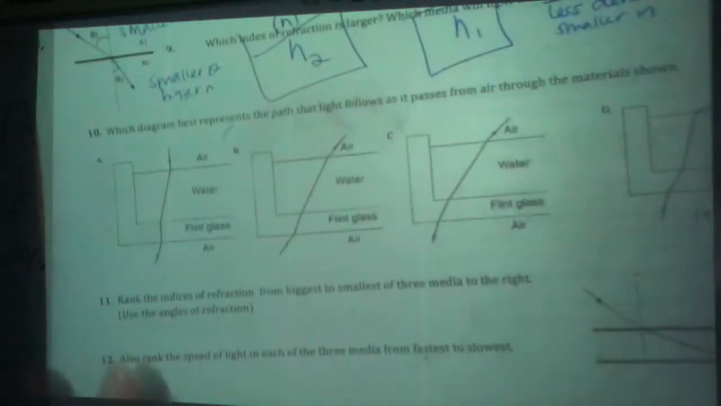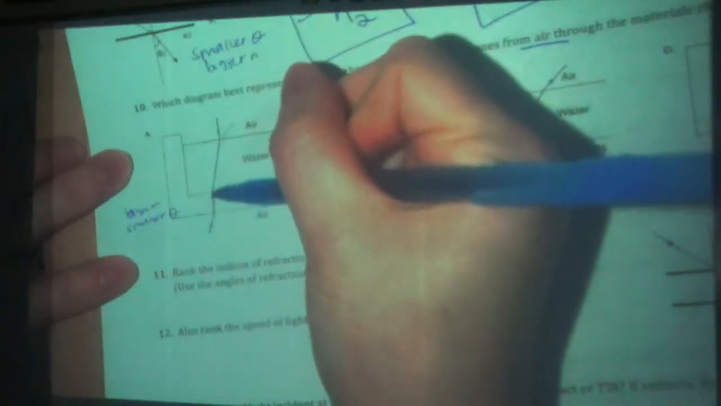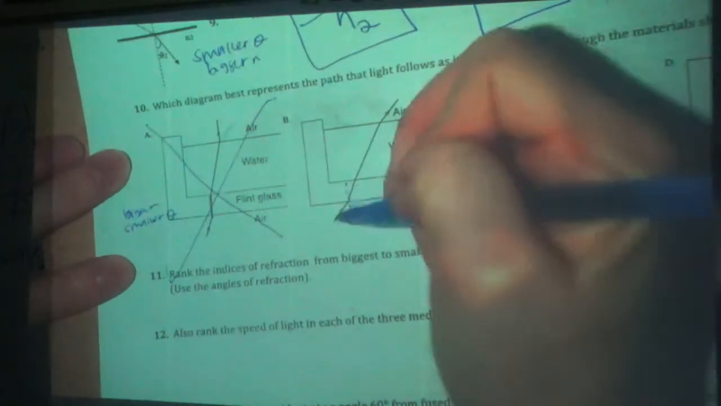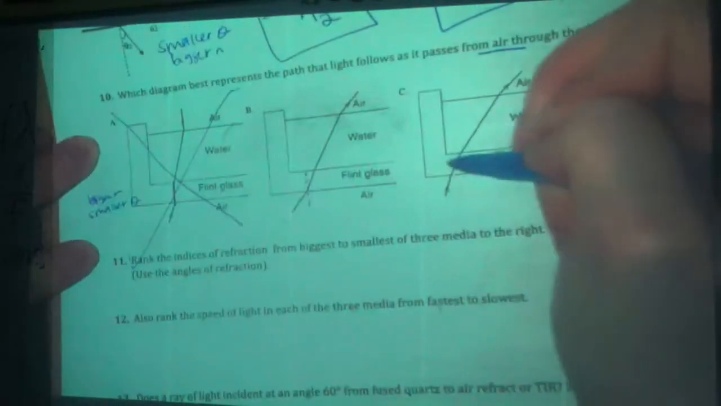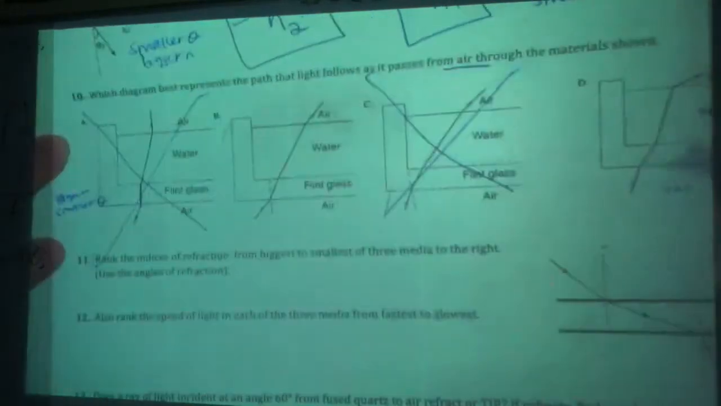Right, I'm going from air through the other one, so I'm going to come into air, first of all, going from air to flint glass, so that's going into a bigger n. So I should be getting a smaller angle for sure. So this one is going straight up, which doesn't really make sense. Here, the angle is getting smaller, so that checks out. Here it looks like the angle is getting bigger, so that doesn't make sense.